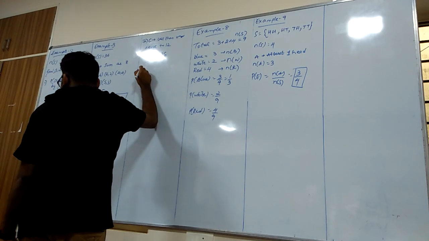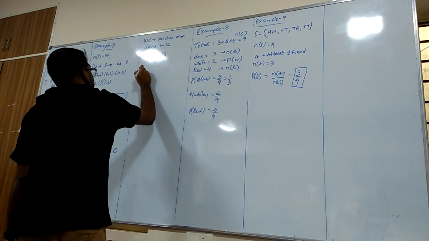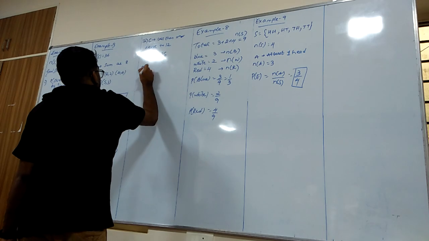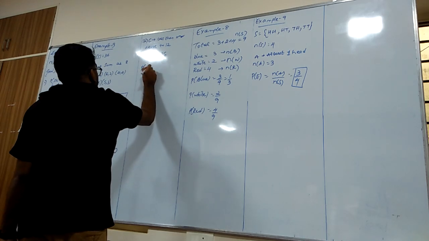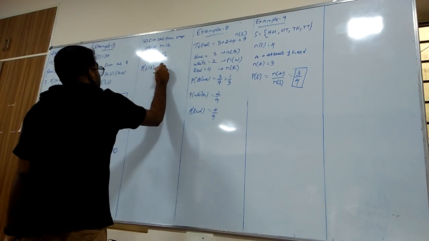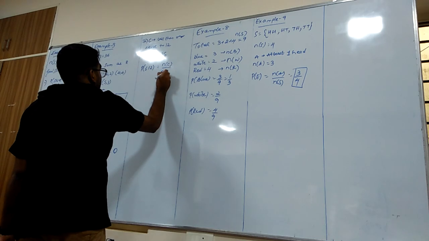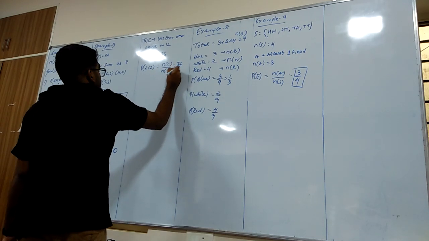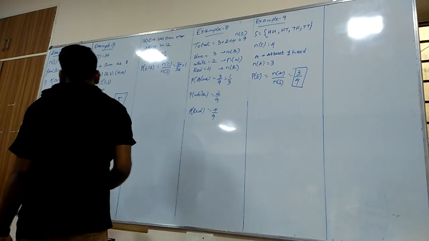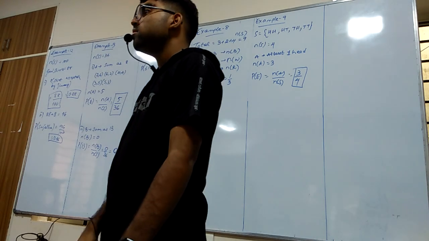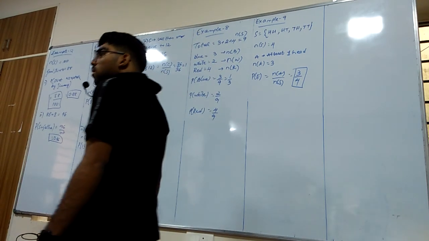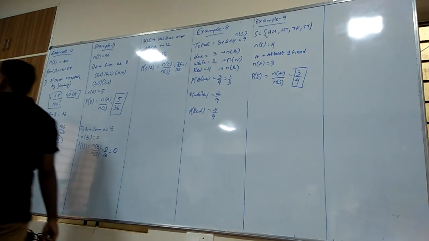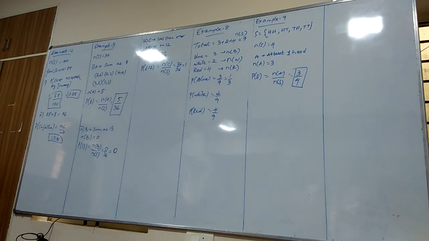So henceforth, what can I write? Probability of getting less than or equal to 12 is n of C by n of S, 36 by 36, which is equal to 1, which is a complete event. When you get the answer as 1, it is called a complete event.